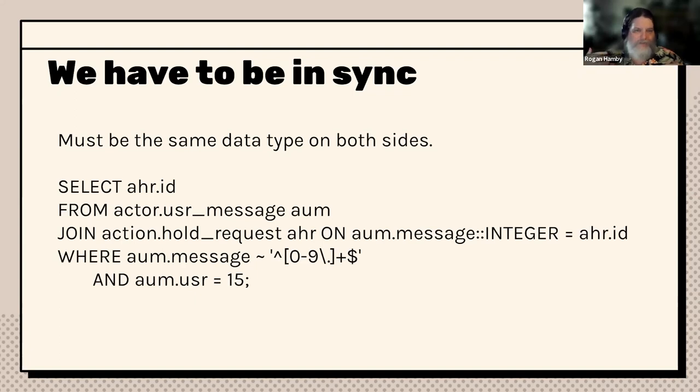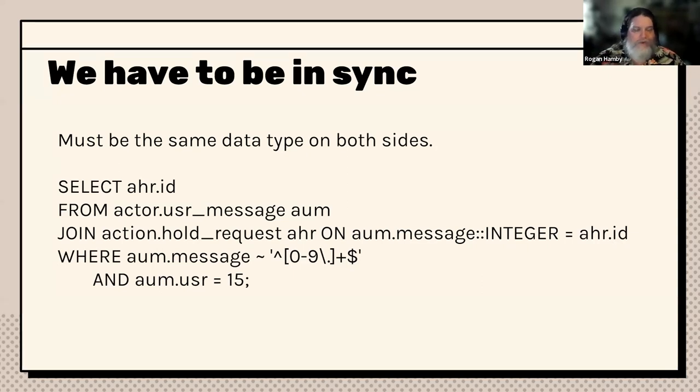We are actually looking at the action.hold requests table and matching up the messages from it to the values of the... Matching up the action hold request IDs to the values of the messages in the actor user message table. Now, this is enabled by two things. One, this aum.message casting to an integer. By manipulating it here, this now becomes an integer, even though it's a text field, to compare to the action hold request ID.